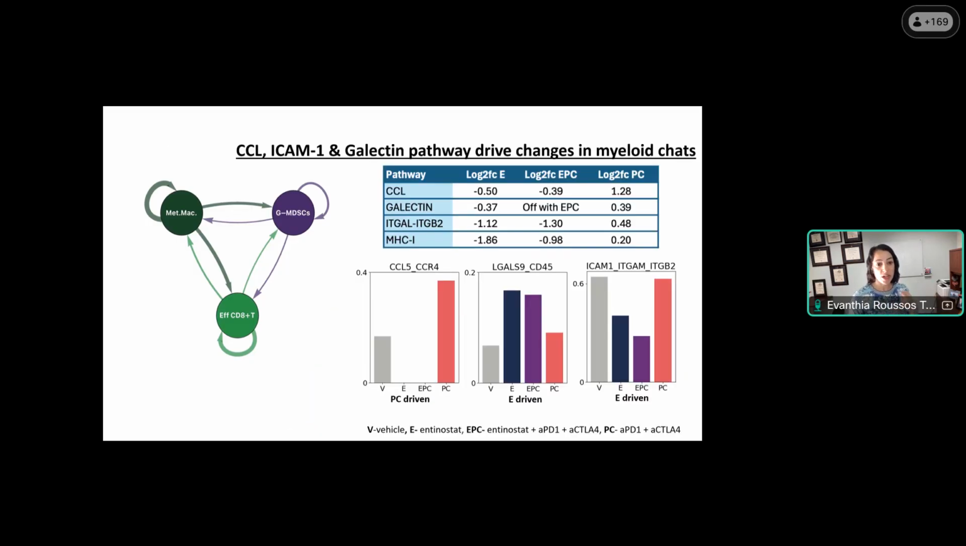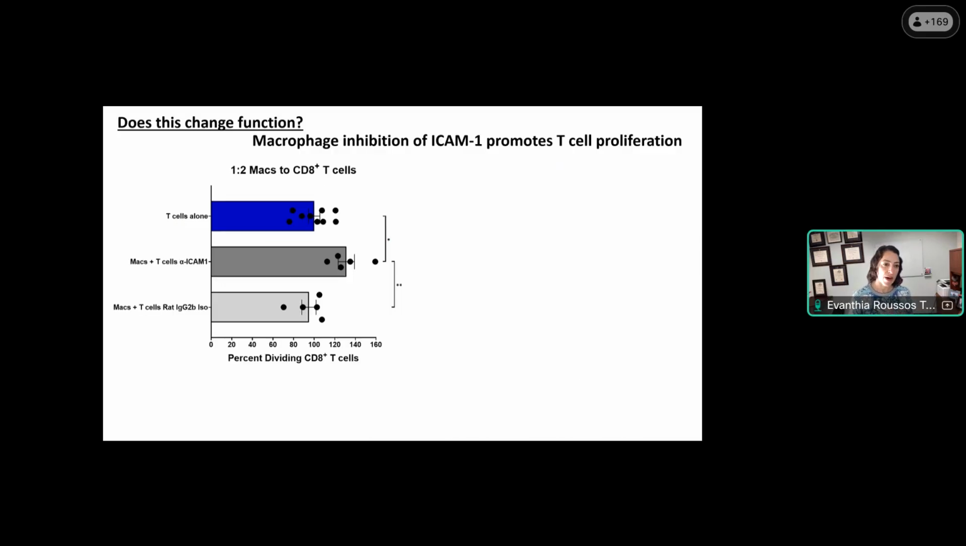So then we asked which ligand receptor pairs and which pathways might be driving these significant changes. And what came about was that chemokine, ICAM1, and galectin pathways are driving these myeloid chats. And when you look at the ligand receptor pairs that might be most responsible for these changes, you can isolate specific pairs and see if they're driven by checkpoint or driven by the HDAC inhibitor. That led us to then ask about functional changes.